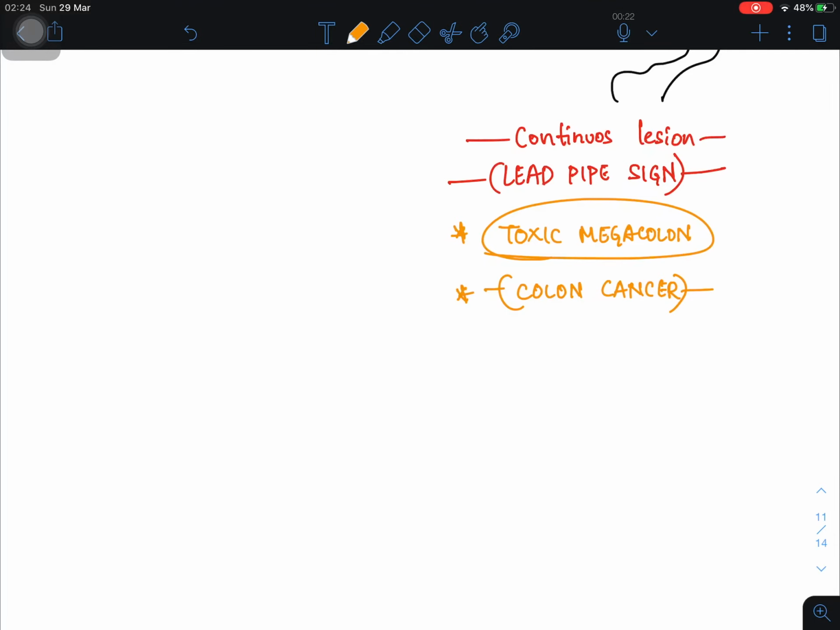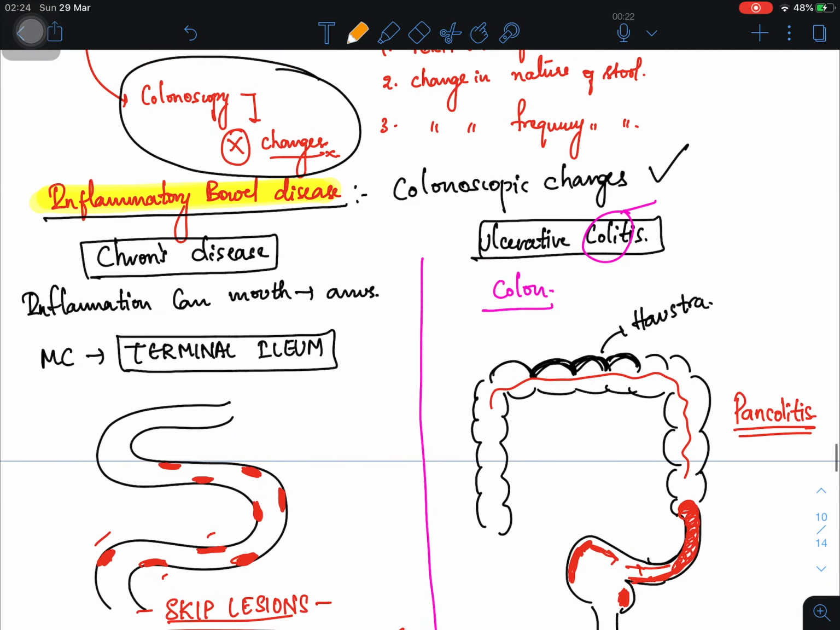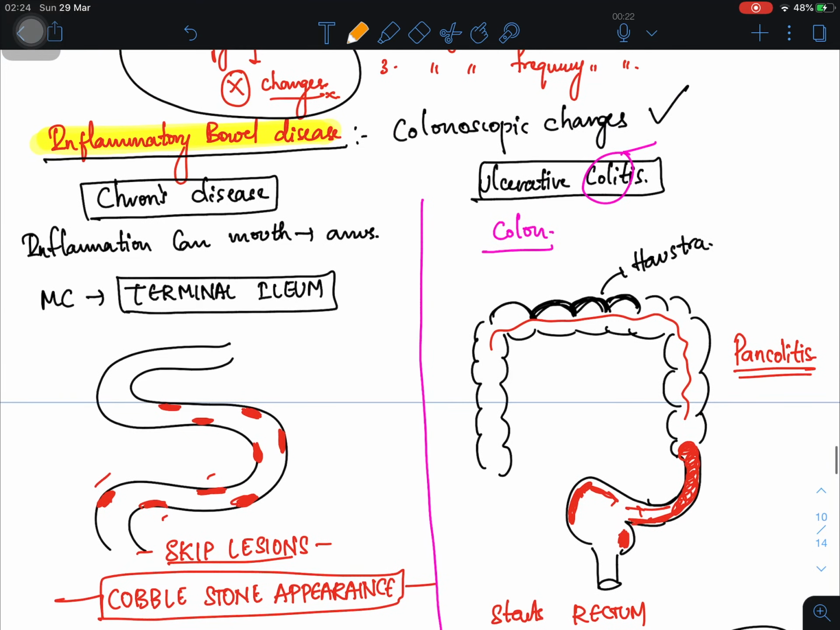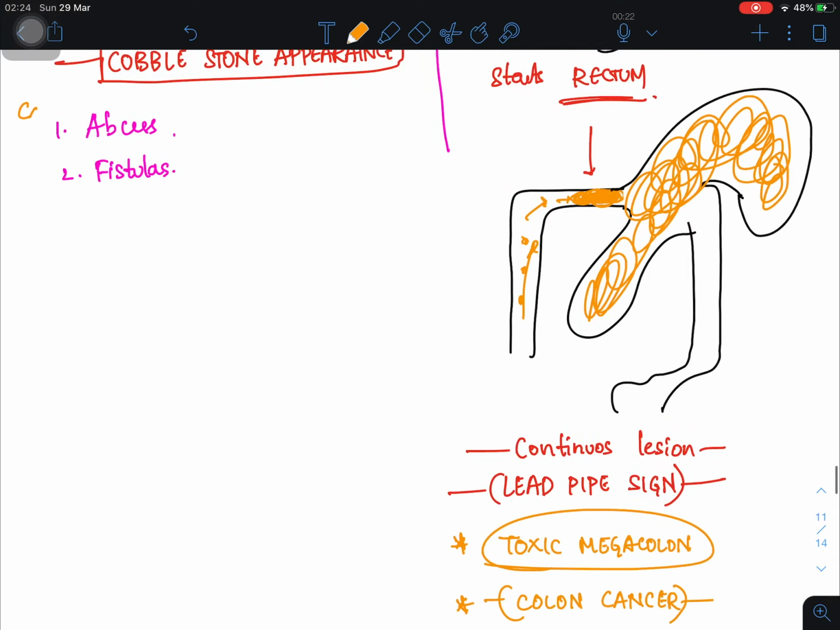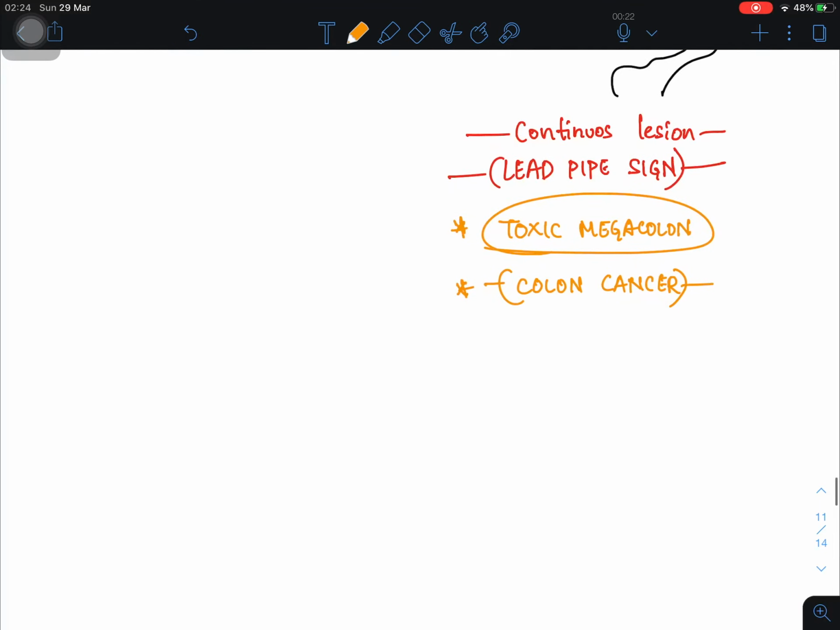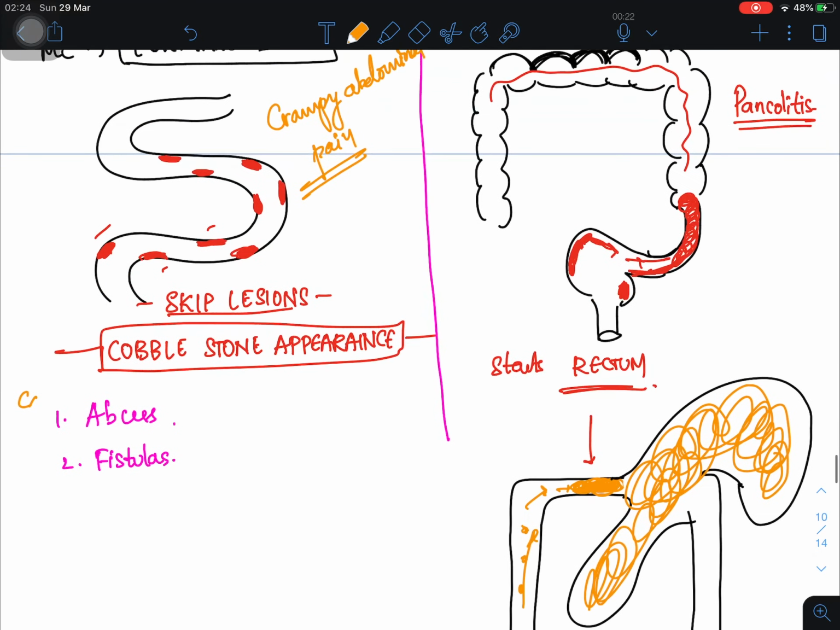Another important thing I forgot: what type of abdominal pain do you have in Crohn's disease? You have crampy abdominal pain. And in ulcerative colitis, what is the important feature? You have hemorrhagic stools, because there is inflammation, moreover in the rectum, so obviously the blood oozes out.